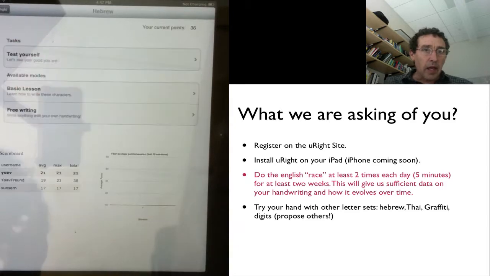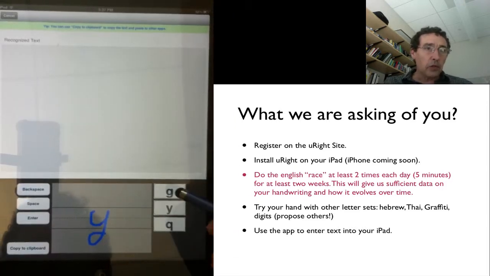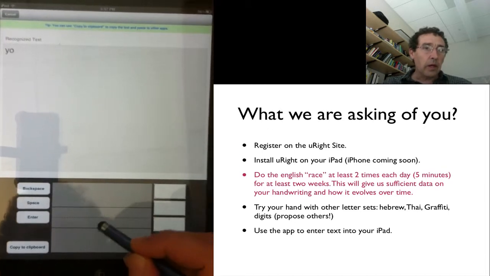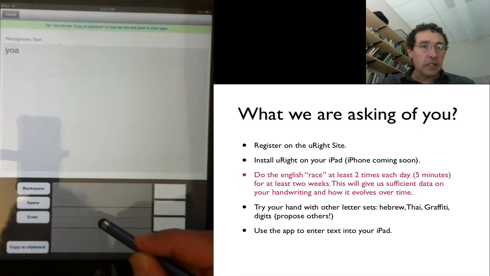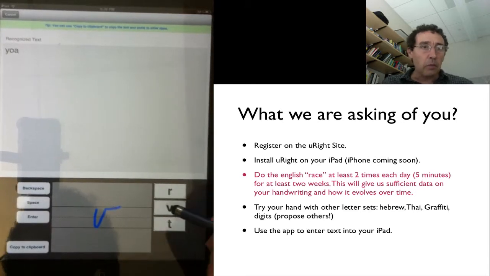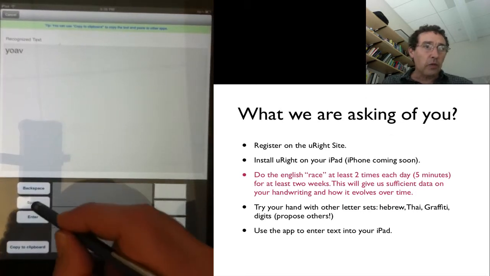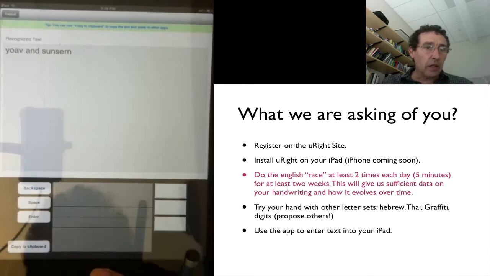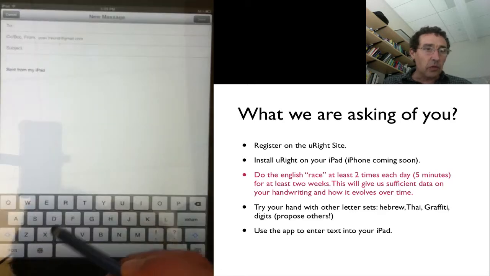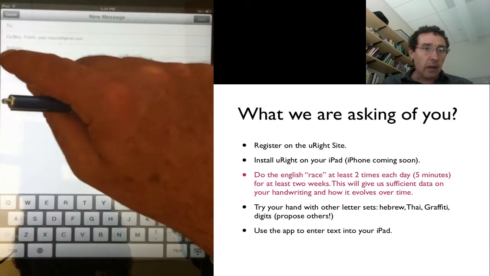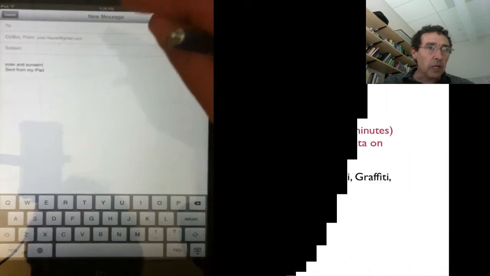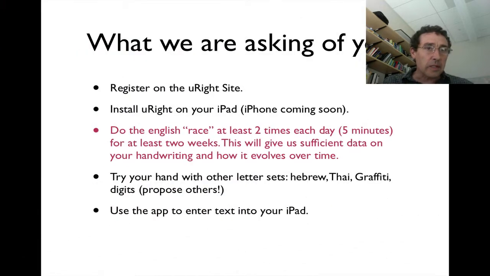Okay. And finally, after you've trained it, you can use the app to enter letters, to enter sentences into any app. You can basically copy whatever you write and then paste it into, let's say in this case, email. Okay, so here you paste it into the email, and now you can send it.